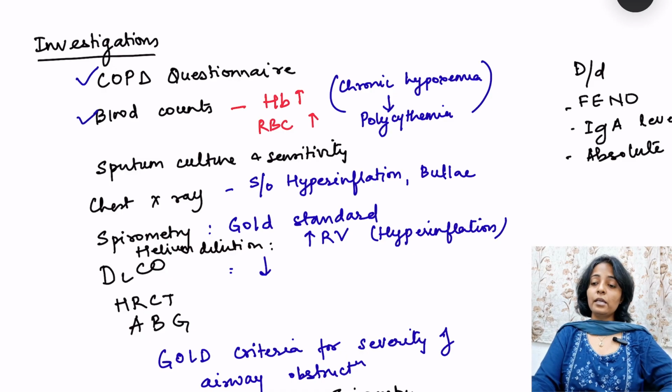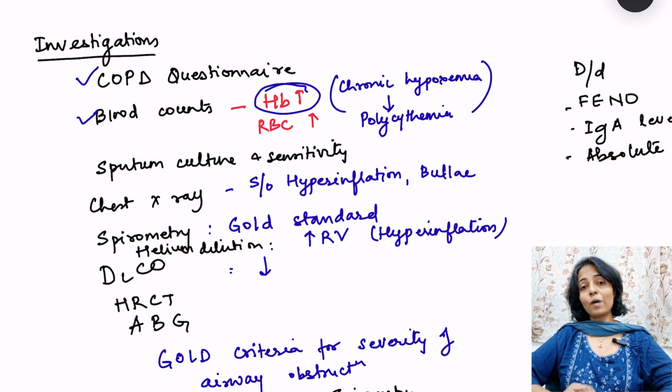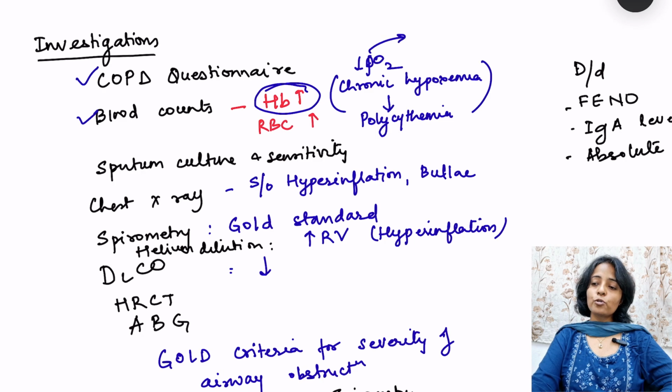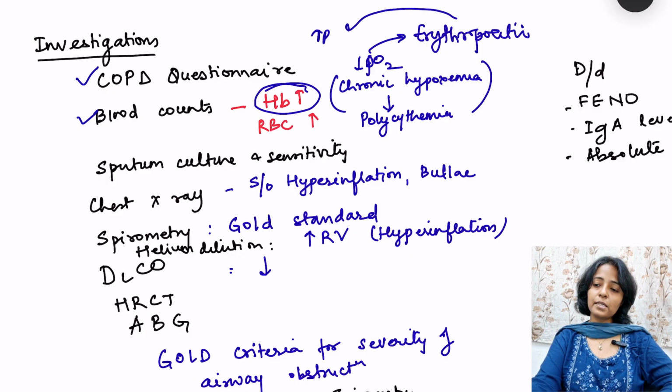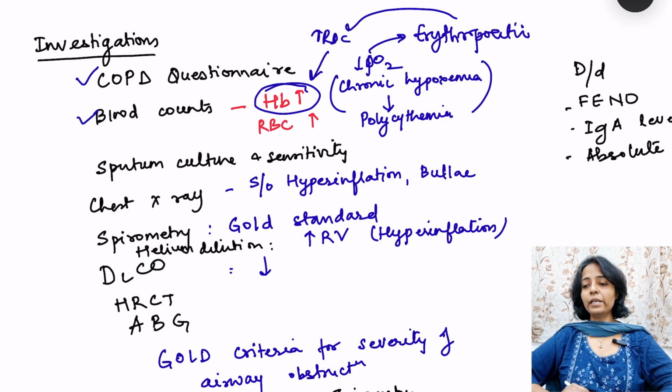Then blood counts. Hemoglobin, you will see, is increased. Why? Because of the presence of chronic hypoxia, there is a decrease in PO2. This is going to lead to the production of erythropoietin from the kidneys. This erythropoietin leads to an increase in production of RBCs, which is going to increase the hemoglobin levels. So increase in hemoglobin and RBC count will be there because of chronic hypoxia. During exacerbations, you have to get a sputum culture and sensitivity to find out the organism and its sensitivity to antibiotics for the treatment of the exacerbation.